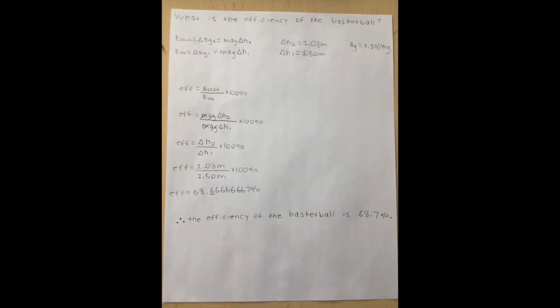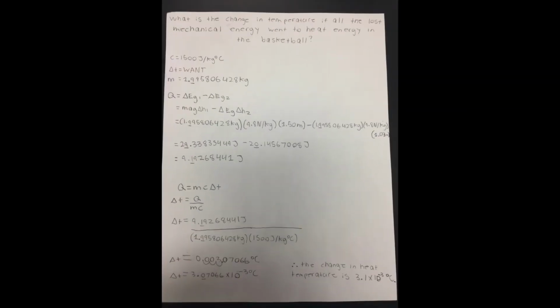For my third calculation, I calculated the efficiency of the basketball. This is a picture of my solution, and the final answer for the efficiency of the basketball is 68.7%. For my fourth calculation, I calculated the change in temperature, assuming that all the lost mechanical energy went to heat energy in the basketball. This is a picture of my solution, and the final answer for the change in temperature is 3.1 times 10 to the negative 3 degrees Celsius.